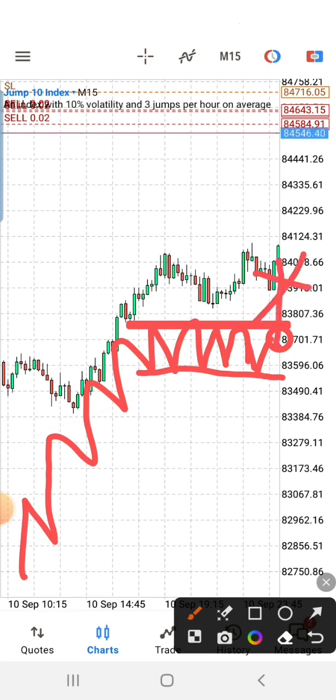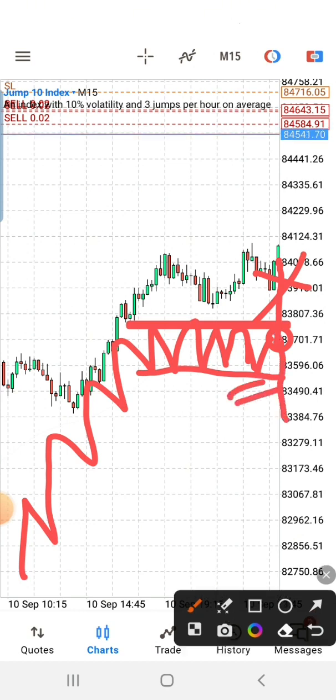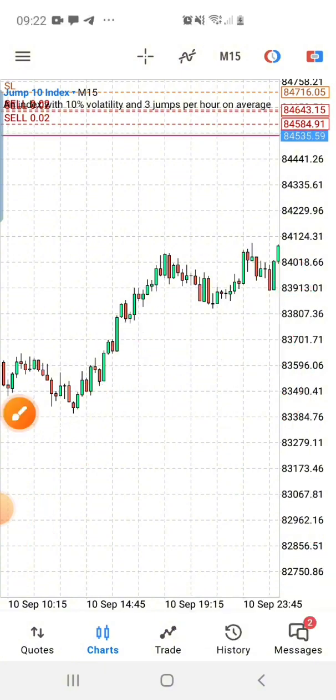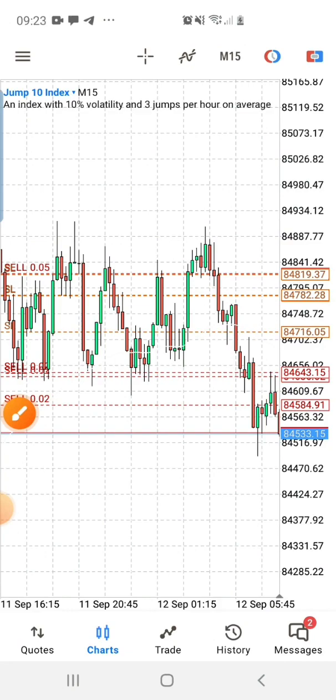Okay, but if you made that entry and the price goes your way, if the price pushes down, you can now make another entry. If the price retests this zone, you can still make another entry to sell. Okay, so going back to my chart, that is exactly what I did here.